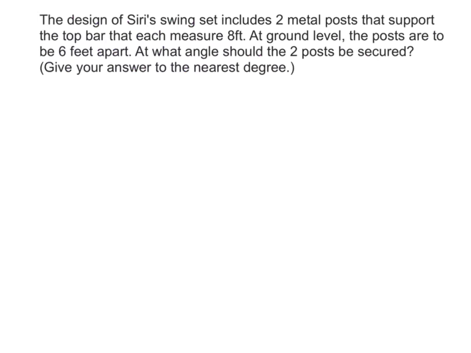Okay, so the design of a child's swing set includes two metal posts that support the top bar that each measure 8 feet. At ground level, the posts are to be 6 feet apart. At what angle should the two posts be secured? So first we need to draw a picture. We have two metal posts that are coming down, so like 1 and 2. They're both 8 feet. We know that they're 6 feet apart, and I need to know this measure right here of theta. So we've drawn a picture.